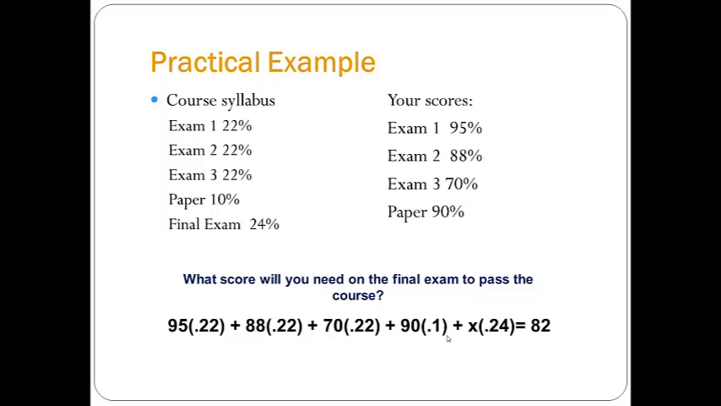We can go ahead and solve it mathematically, rearranging to isolate x on one side of the equal sign to determine what score the student needs on the final exam in order to pass the course with an 82%.